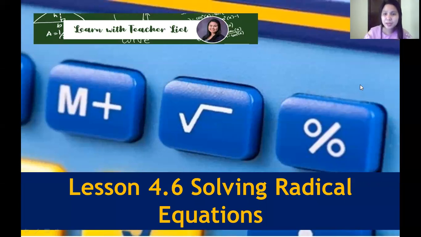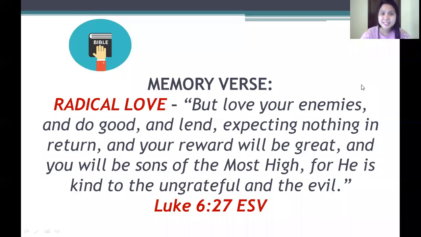Now, let's start with today's memory verse. It's found in Luke 6, verse 27, and still it's about radical love. It says, "But love your enemies and do good and lend, expecting nothing in return, and your reward will be great, and you will be sons of the Most High, for he is kind to the ungrateful and the evil."